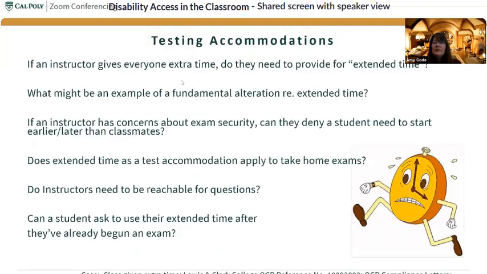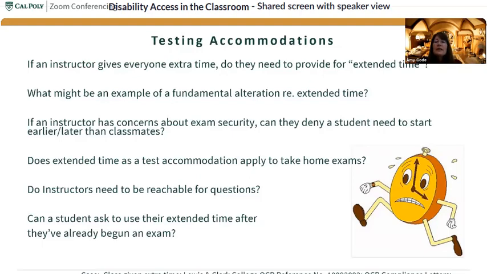If an instructor gives everyone extra time, do they need to provide for extended time? This one we get a lot. We will get instructors who are trying to promote the idea of universal design and really eliminating the need for an accommodation of extended time, which is in theory great. That's what we all should be doing, trying to remove barriers and creating a space where students don't even have to ask for an accommodation, and it benefits a variety of learning needs.